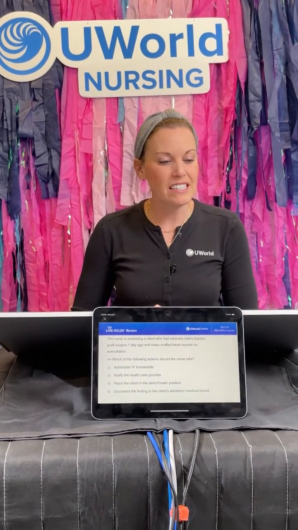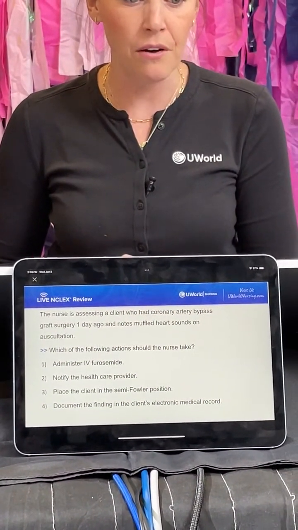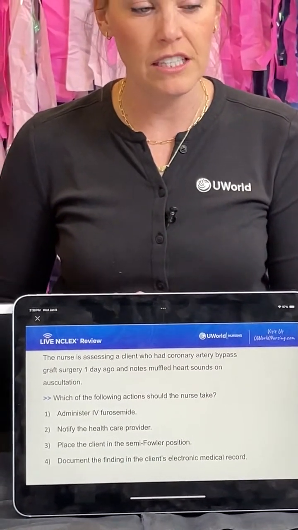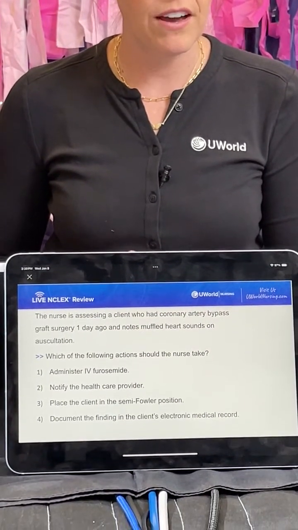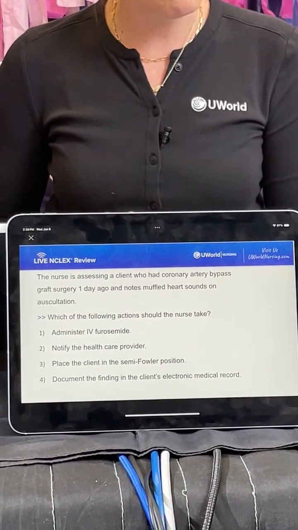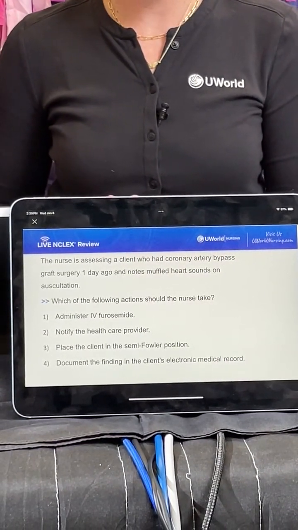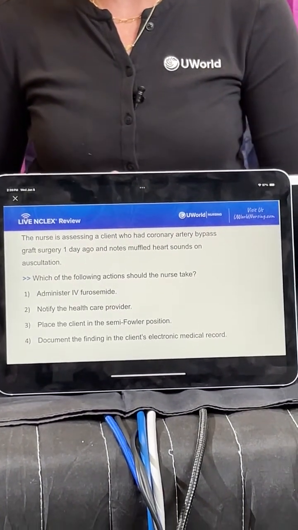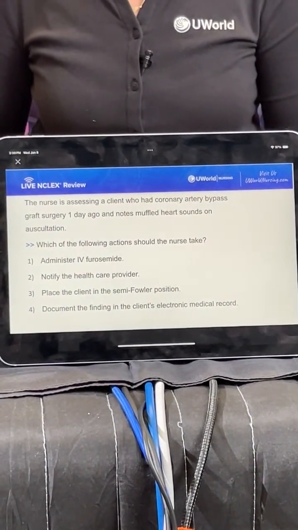All right, moving right along, question 2. The nurse is assessing a client who had coronary artery bypass graft surgery 1 day ago and notes muffled heart sounds on auscultation. Which of the following actions should the nurse take? Option 1, administer IV furosemide. Option 2, notify the healthcare provider. Option 3, place the client in the semi-Fowler position. Option 4, document the finding in the client's electronic medical record. All right, 30 seconds on the clock. Go ahead and drop those answers in the chat.